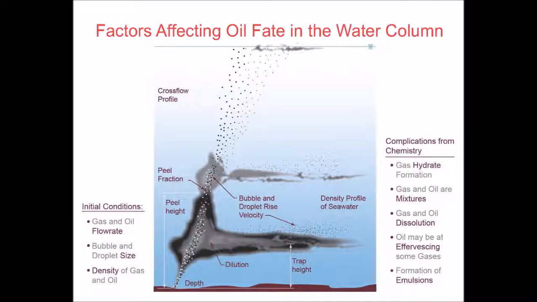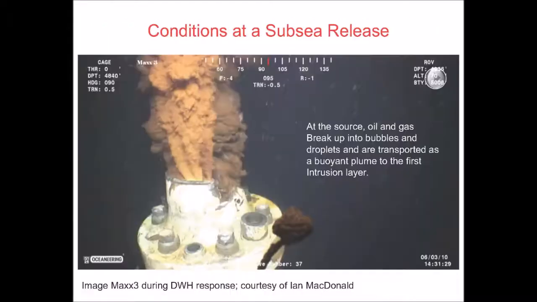So what does this look like? Here's a picture of the Deepwater Horizon after they cut the riser and before they installed the top hat. You see that the oil and gas is coming out together in a mixture. It's breaking up into small bubbles and droplets, and it's forming a buoyant plume. Plume is what we call this turbulent structure that is narrow and rising up through the water column.